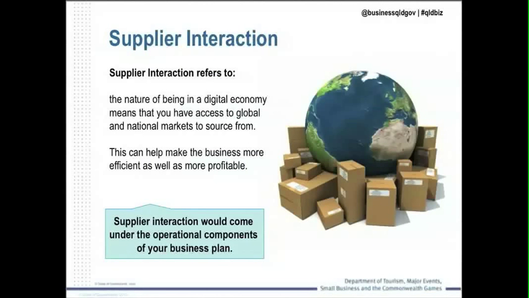If we just move on to the next component, which is supplier interaction. Supplier interaction refers to the ability to source globally and nationally from suppliers. It is a key part of the supply chain process, and it really does allow you to look offshore as well as domestically for the best uses and best providers of various products that you require for your particular business. And this is certainly an operational component of your business plan.